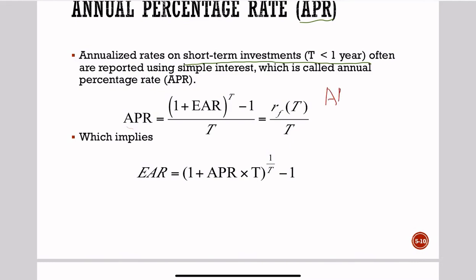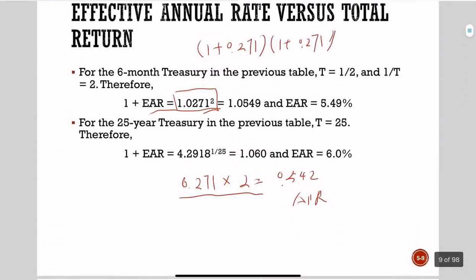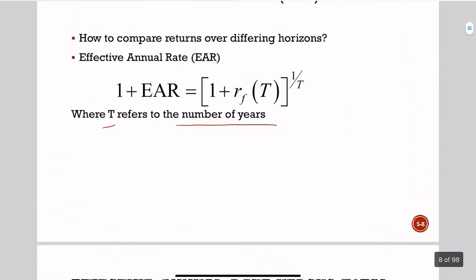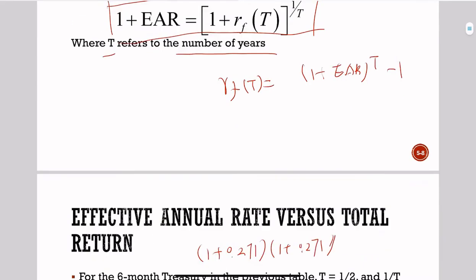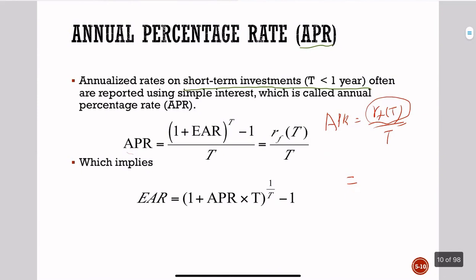Because we know this holds, and then we could plug in RF by the definition of EAR. By the definition of effective annual rate, we can see that the total return equals (1 plus EAR) to the power of t, minus 1. Right? So we could plug in this formula.